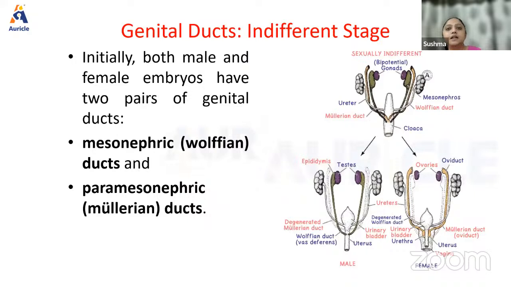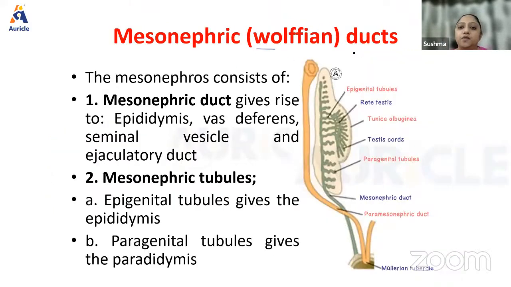Right. Genital ducts in different stages. Initially, both male and female embryos have 2 pairs of genital ducts, the mesonephric duct and the paramesonephric duct. Wolffian duct is what? Male. Mullerian duct is female. The mesonephric duct is the Wolffian duct. It gives rise to the epididymis, vas deferens, seminal vesicles, and ejaculatory duct. The mesonephric tubules, which are called the epigenital tubules, give the epididymis. Paragenital tubules give rise to the paradidymis.